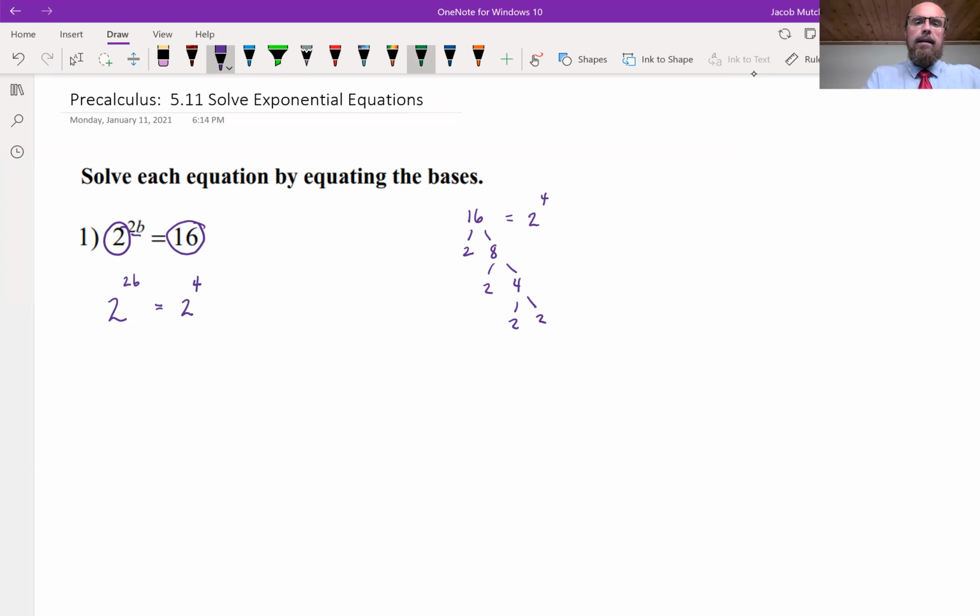Once I have that structure where the bases are now equal, what I want to do is create a separate, smaller equation where I equate the exponents. So down below, I'm going to write 2b, the exponent on the left, base 2, equals 4, which is the exponent on the right, base 2. And I want to solve that small associated equation. And I don't need to do much to do so. In this case, I just need to divide both sides by 2. And I get the solution that b equals 4 divided by 2, or 2.